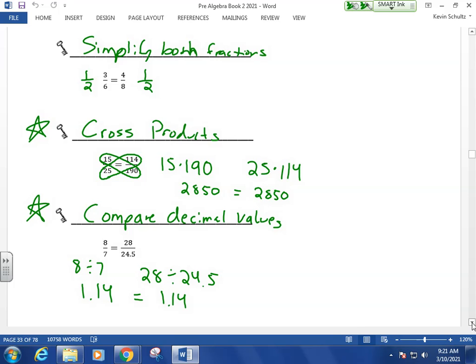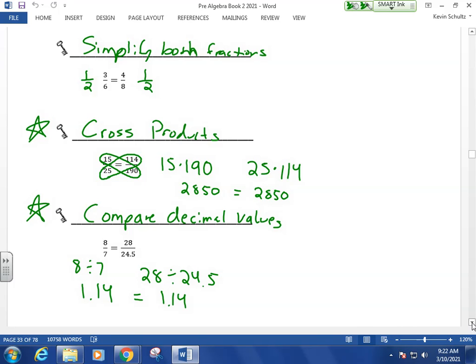Annika. Proportions are essentially equivalent fractions or equivalent rates. Equivalent fractions, I think, is what I put up there. But if you want to add rates to that, then that's fine. But equivalent fractions is the gist of it. Questions so far?